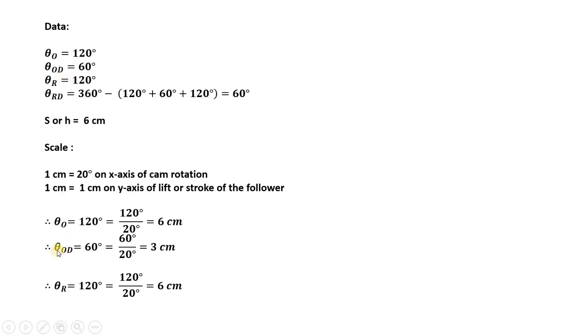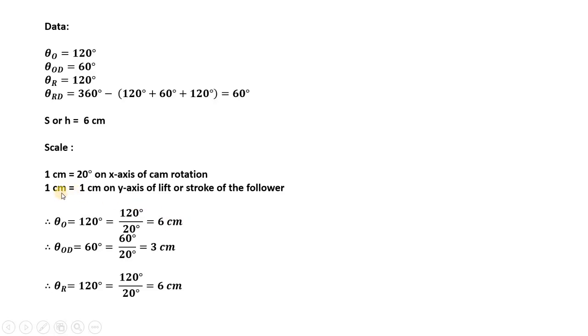Similarly, theta OD is equal to 60. So 60 divided by the scale, that is 20 degree, is 3 centimeter. And theta R, return stroke angle, is 120 divided by 20, that is 6 centimeter. So on our displacement diagram, we are going to represent these three particular angles as 6 centimeter, 3 centimeter, and 6 centimeter.